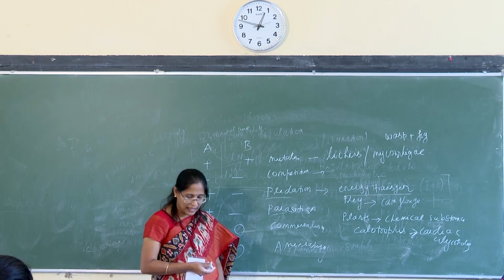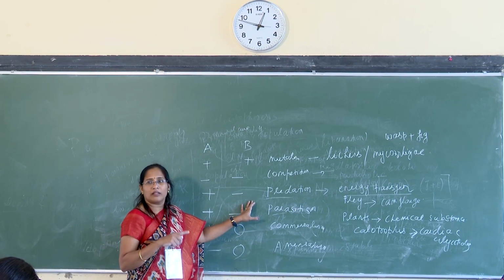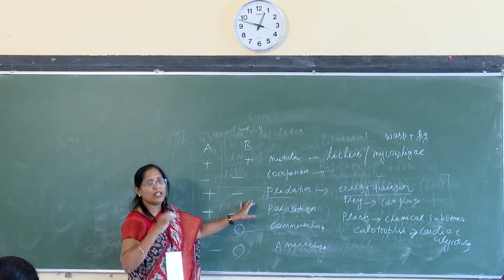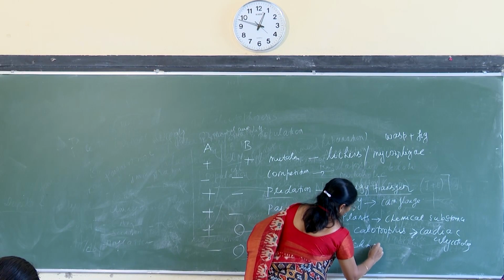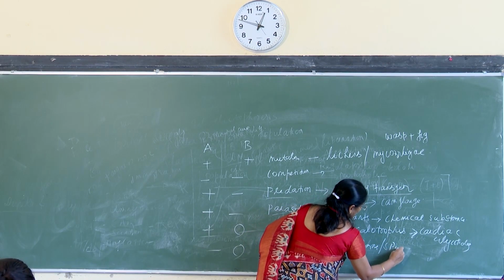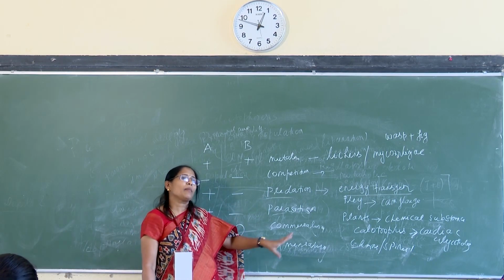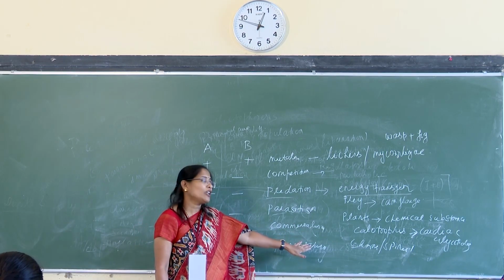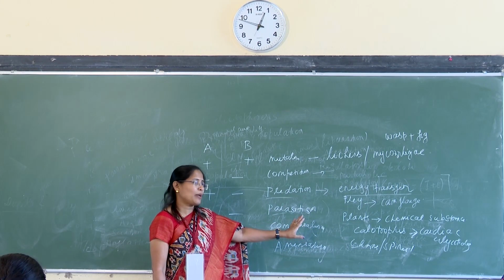Got it now? Other than that, any example? Animals can run, plants cannot run. That is one. The second thing is thorns, spines, and leaves being very rough. These are all the mechanisms the plant will follow to protect themselves from animals, from the predator.